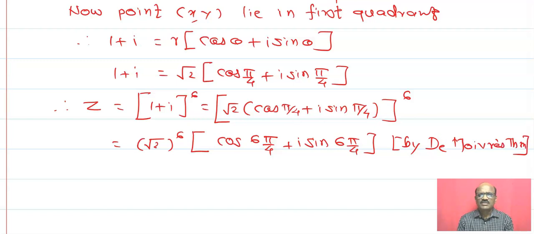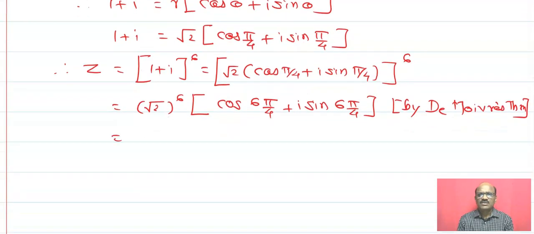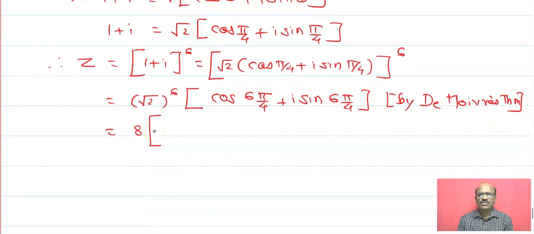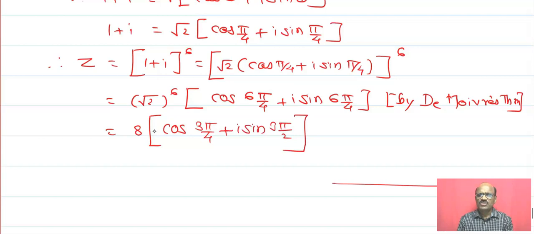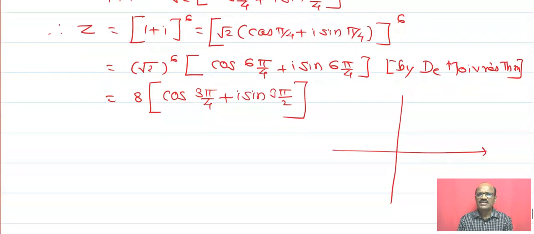Root 2 bracket raised to 6 means what? 8. That is, root 2 means 2 raised to 1 upon 2, whole bracket raised to 6, means 2 raised to 3, and 2 raised to 3 is 8. And again now see this.